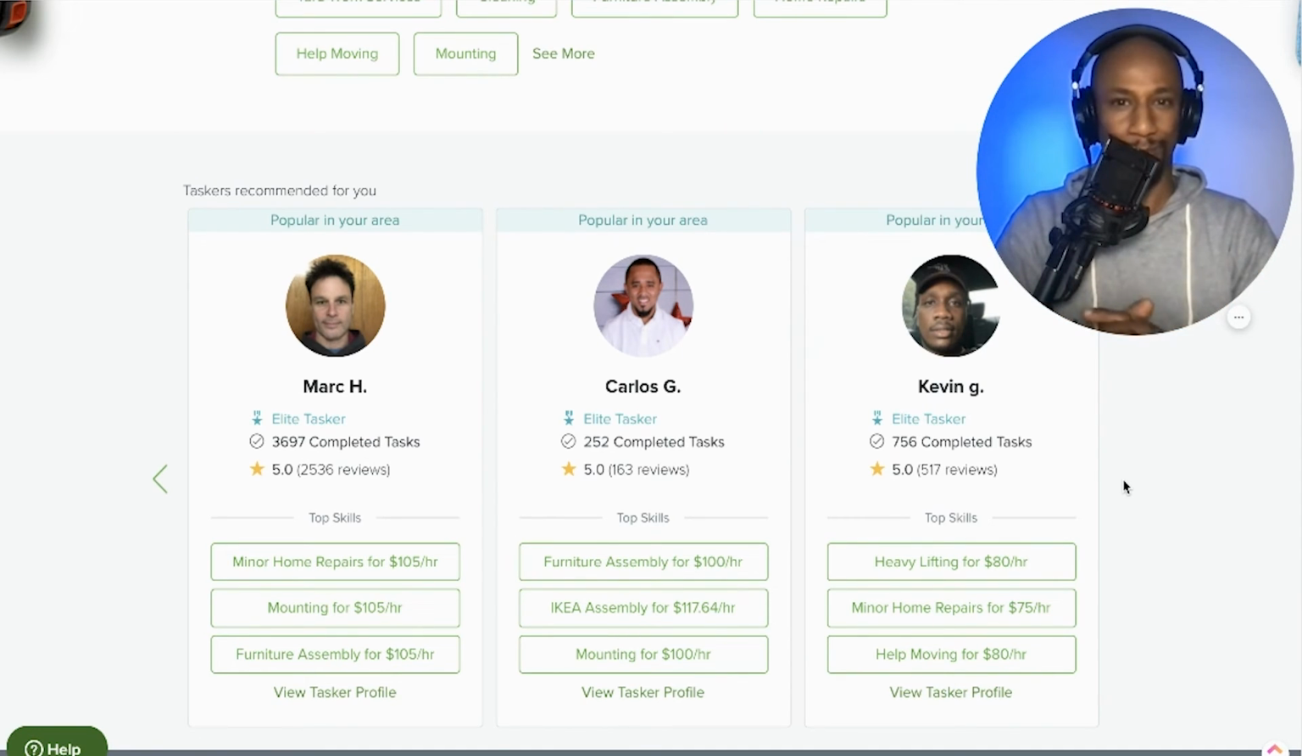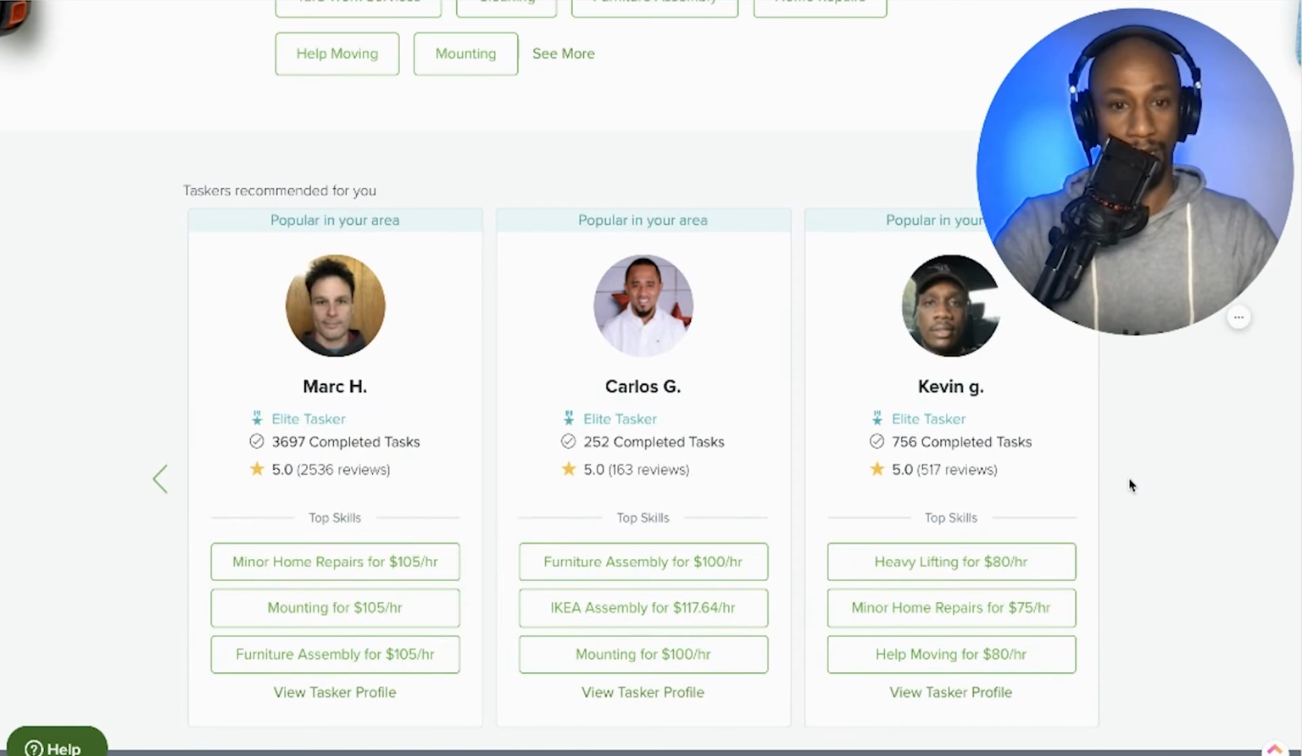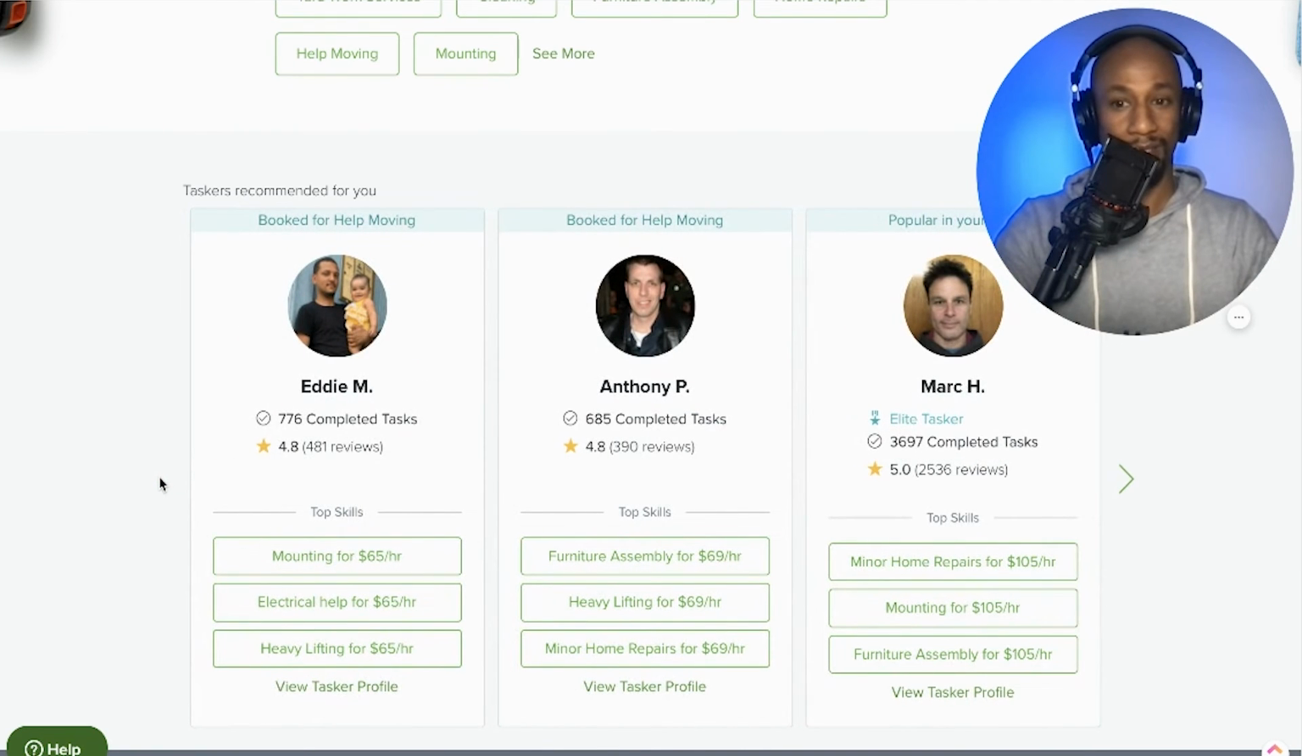It's not all so simple and cut and dry. There are some people on this platform that are making $20, $15 an hour. The average, as we saw, was $36 an hour. But here in Boston, as you can see, I didn't click into any other specific categories, but just on the recommended page, you're pretty much seeing anywhere from about $65 an hour all the way up to about $117 right here. And these certainly are not the lowest rates, and they're absolutely not the highest rates here in Boston.